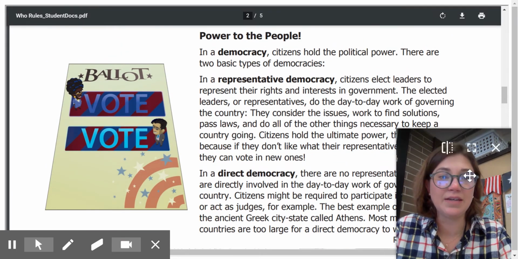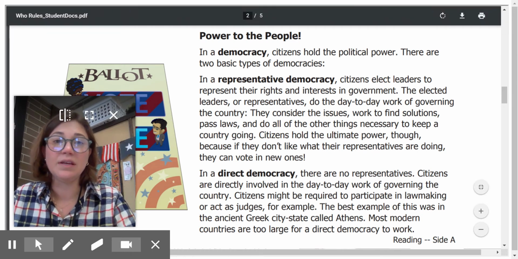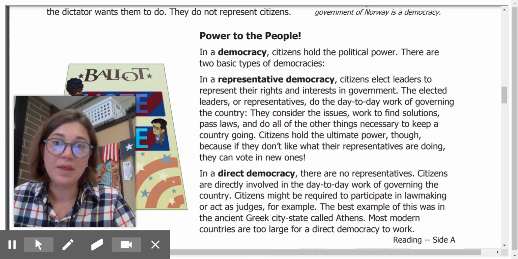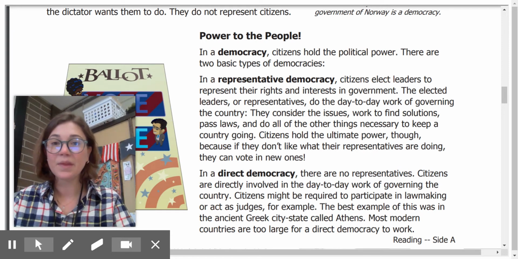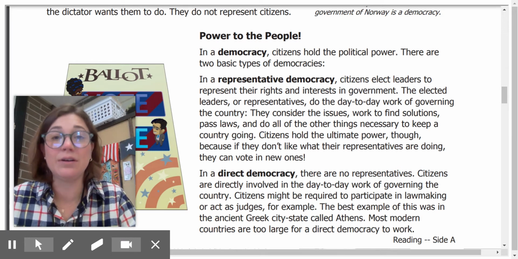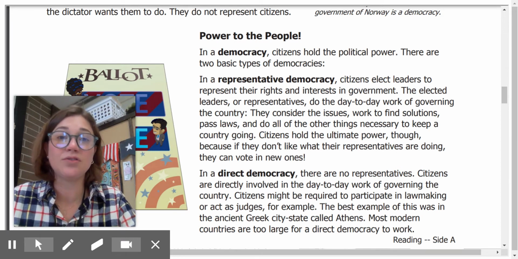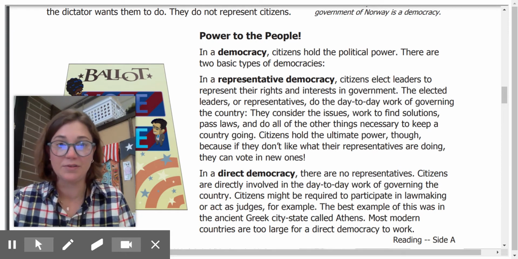Then we come to the next type of government, power to the people. In a democracy, citizens hold the political power. There are two basic types of democracies. In a representative democracy, citizens elect leaders to represent their rights and interests in government. That's why it's called representative, right? Because you're electing people to represent you.